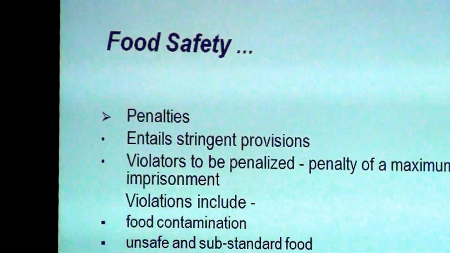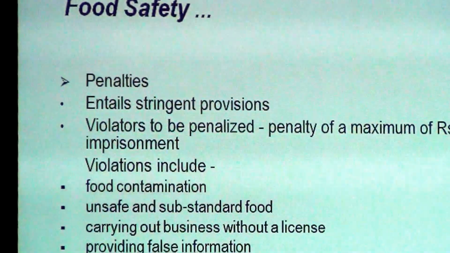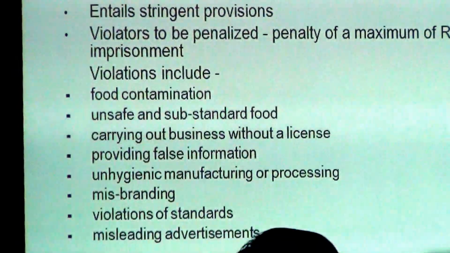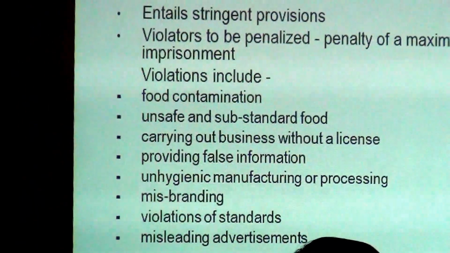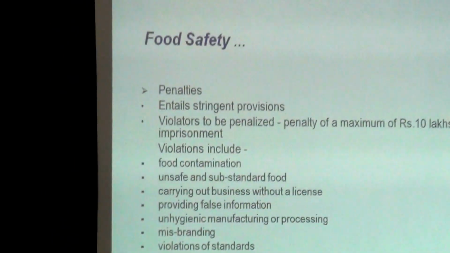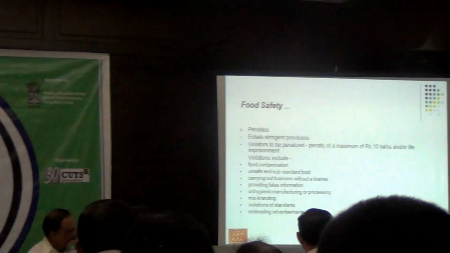It looks at manufacturing, processing, storage, distribution, sale and import of food, as well as ensuring the availability of safe and wholesome food for human consumption. It also provides for involvement of consumers to fix responsibility on irresponsible food sellers. Consumers can take a sample, get it tested and complain to the food authority. Next page please. Actions include contamination, unsafe and substandard food, providing false information, unhygienic manufacturing, processing, misbranding, violation of standards, misleading advertisements. Everything is covered under that.